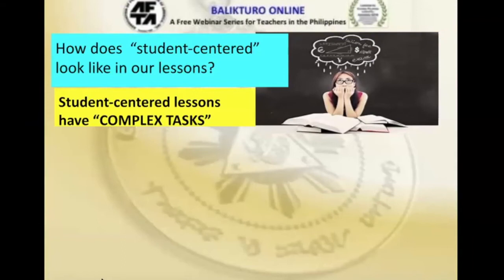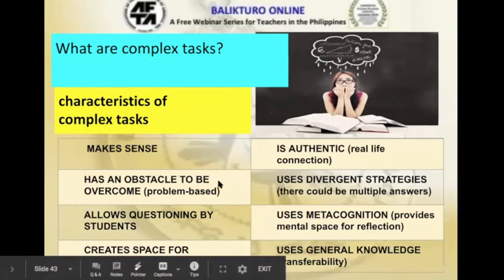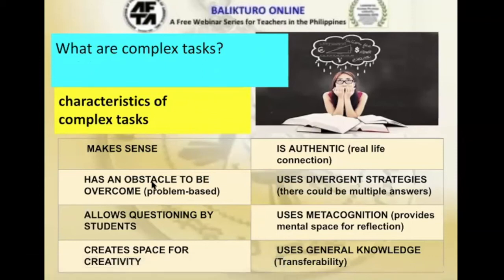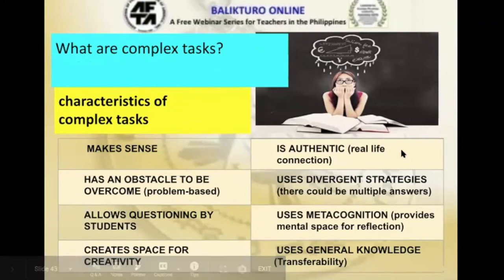So one characteristic of a student-centered lesson is the tasks are complex. We have several characteristics. First of all, it has to make sense. It has to have an obstacle that has to be overcome. So it's problem-based. It allows questioning by students. It creates space for creativity. It is authentic. It has a real-life connection. It uses divergent strategies. You allow the students to have many different answers.